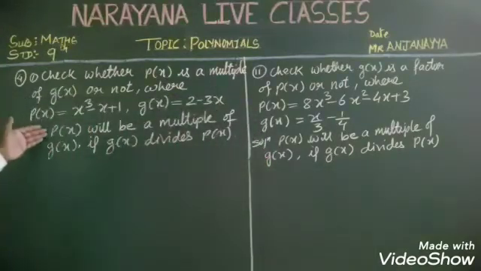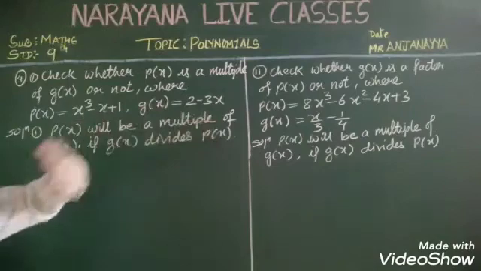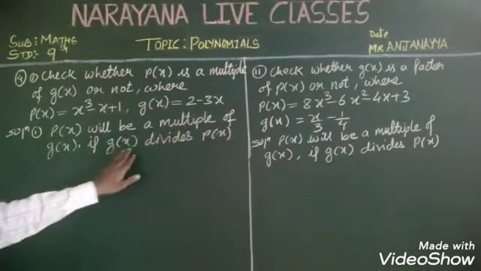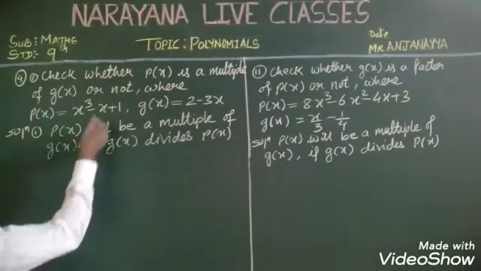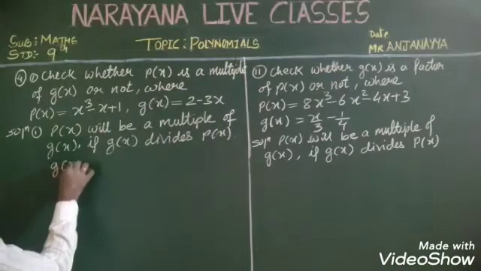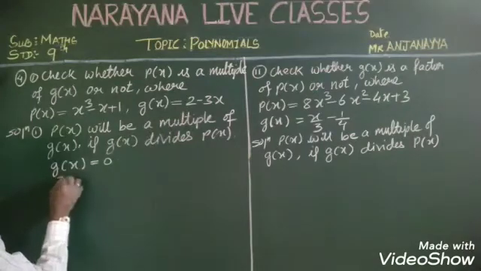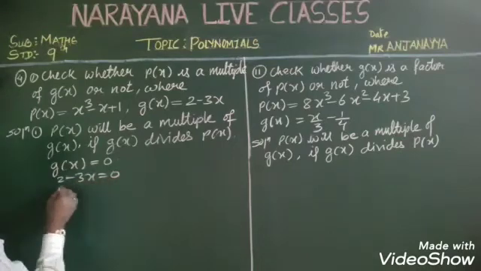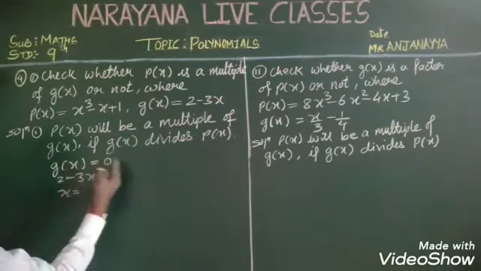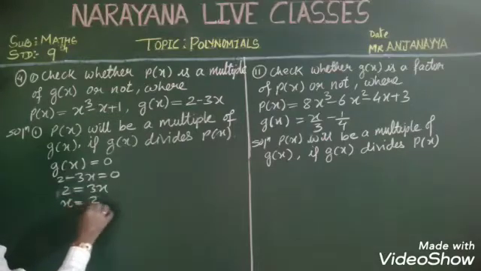So here p of x will be a multiple of g of x if g of x divides p of x completely. The remainder should be 0. So I start with p of x. First, for that we take g of x as 0. But what is g of x? g of x is nothing but 2 minus 3x equal to 0. When I take minus 3x over here, it will be plus 3x. So 2 is equal to 3x, so x is equal to 2 by 3.